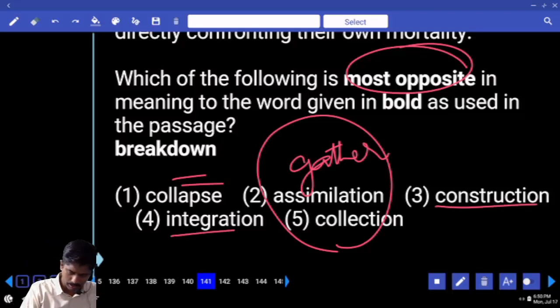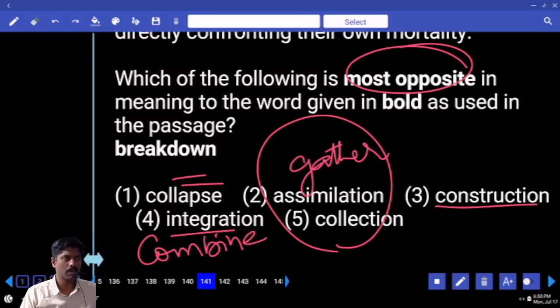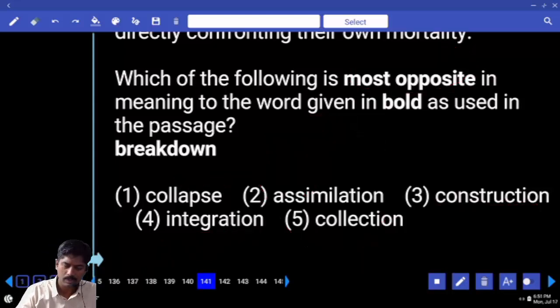Integration, okay. Integration is to combine, combine similar things. So what should I take, 3 or 4? Integration of old family system or breakdown? Breakdown means dividing. Answer, integrating.